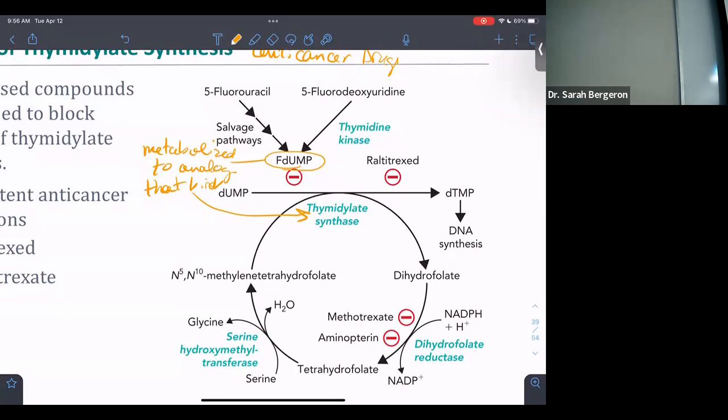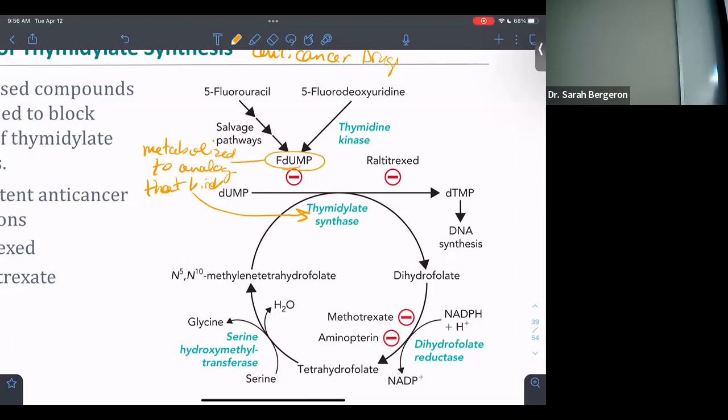So you have to think about which cells are going to need to replicate their DNA a ton. Cancer cells. Cancer cells, that's all they care about. They don't care about doing their function. They don't care about anything else other than replicating. So these anti-cancer drugs will kill cancer cells, but what do they also kill?